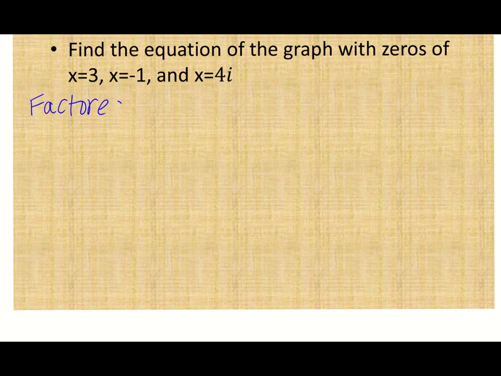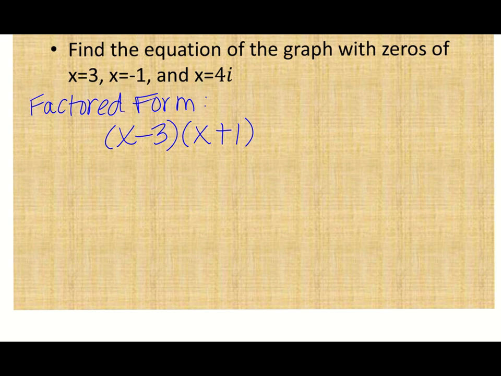So in factored form, I'm going to take my zeros and rewrite them as factors. The ones that are not complex, my real roots, are pretty straightforward. I'm just going to move it over to the side with x. So if I have x equals 3, I'm going to subtract it over, so I get x minus 3. X equals -1 would add over to the other side, so it will become positive, x plus 1. And then I have x equals 4i.